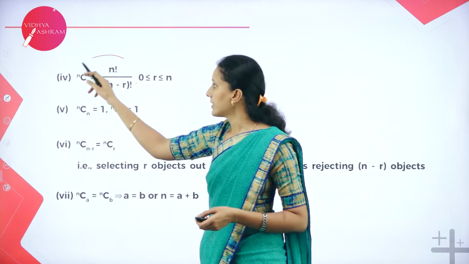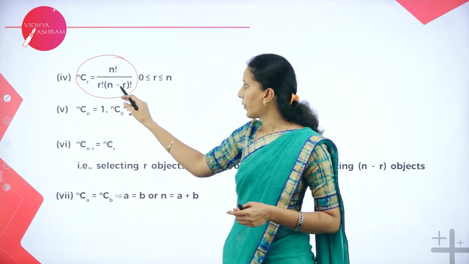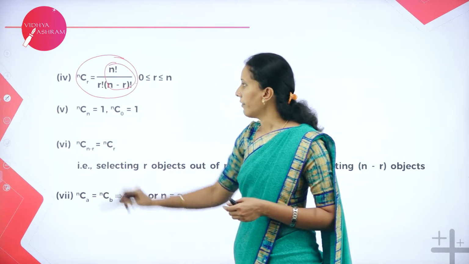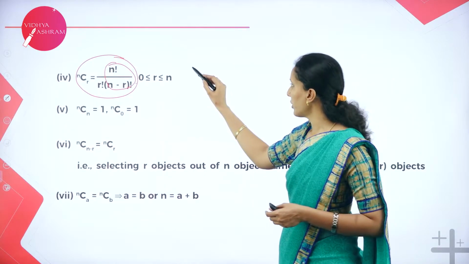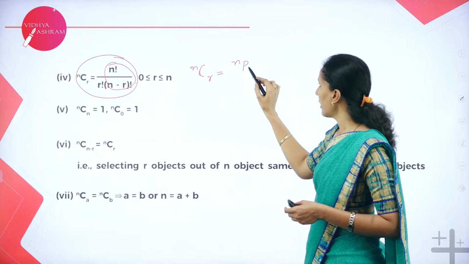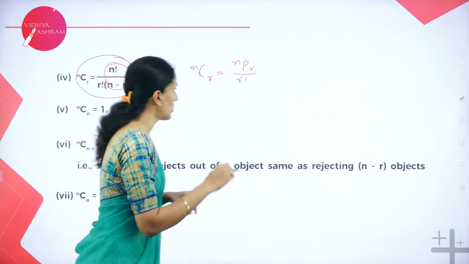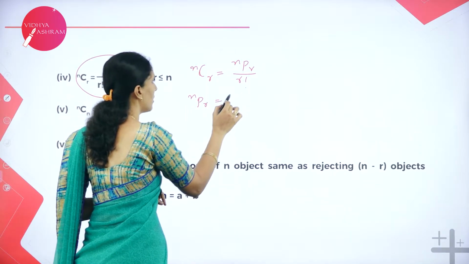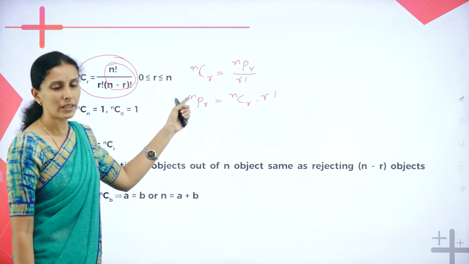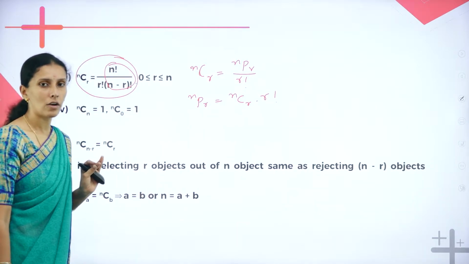The formula of NCR is given by N factorial by R factorial into N minus R factorial. So actually this N factorial by N minus R factorial is your NPR. So we have here NCR is equal to NPR by R factorial. Therefore we arrive at the relation NPR is equal to NCR into R factorial. So this is the relationship between the permutation and combination, and this is the formula for the combinations.